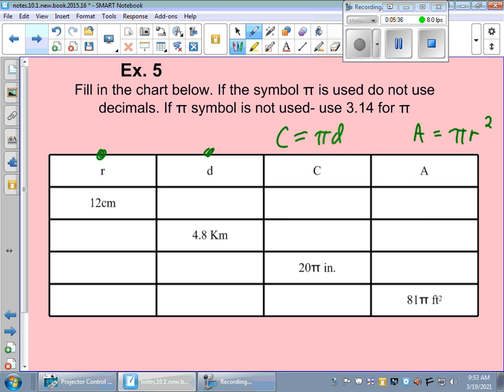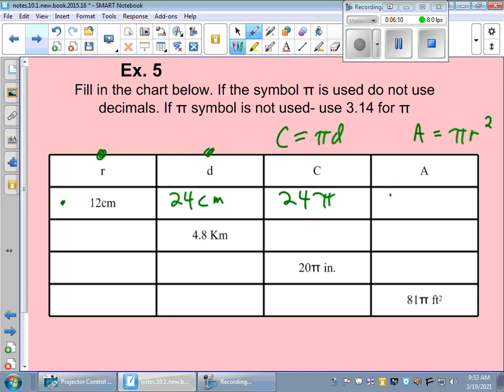So working, you can see they're giving us all 4 different. We need to find everything from those 4. So the first one we start with, this is a radius. How do we go from radius to diameter? You multiply by 2, so you get 24 centimeters. So now you want to go from the diameter to the circumference, so that's going to be 24 pi. So again, this says we're going to try to fill in the chart with pi, but sometimes we're not going to be able to do that.